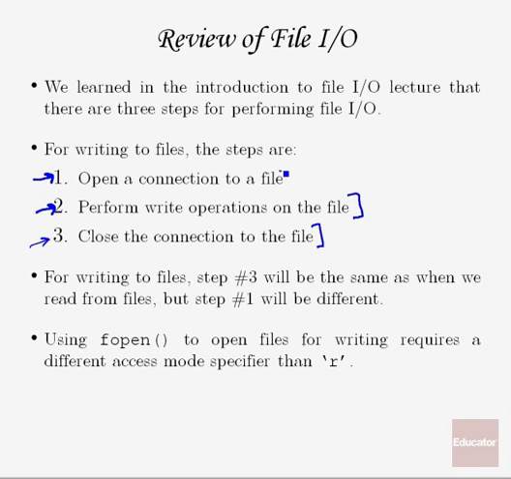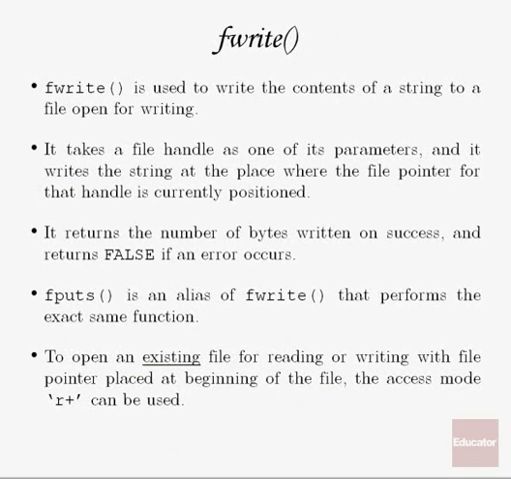Step one will be a little different, and that's because we're going to have to pass a different access mode parameter to the fopen method in order to be able to write to files. Basically, in order to open a file for writing, it requires a different access mode specifier than what we had used in our reading examples, which was just the lowercase r letter. So before we talk more about the access modes, I want to talk about the fwrite function.